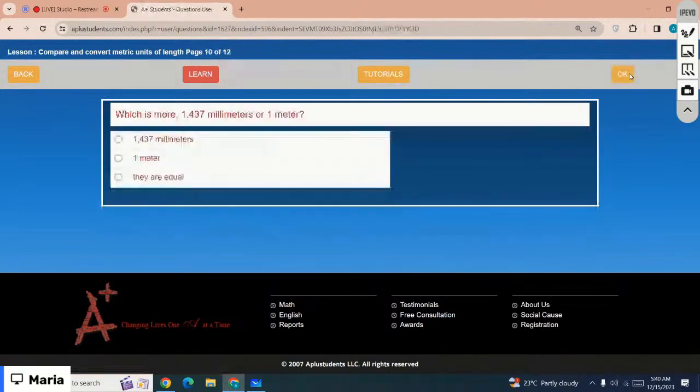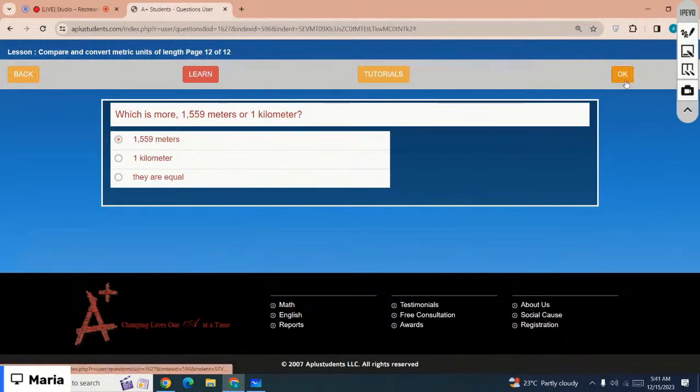Which is more, 1437 millimeters or 1 meter? Yes, that is 1437 millimeters, right? Which is more, 63 centimeters or 1 meter? 1 meter is more, because in 1 meter you have 100 centimeters. Okay, which is more, 1 kilometer or 1559 meters? That is 1559 meters, right?